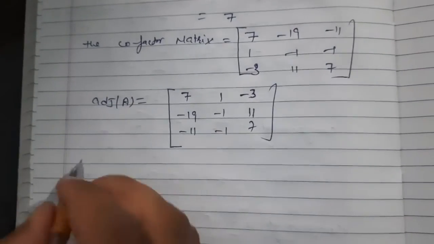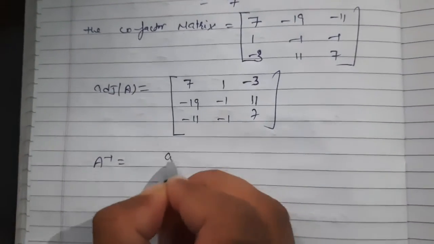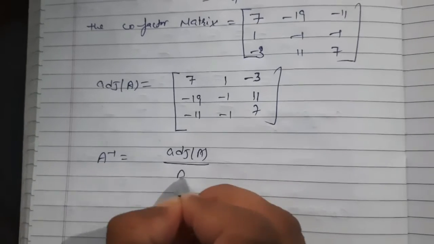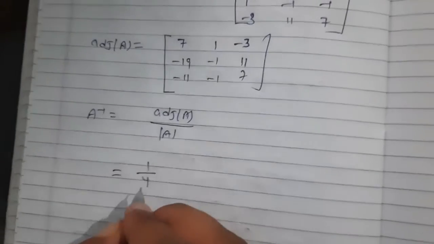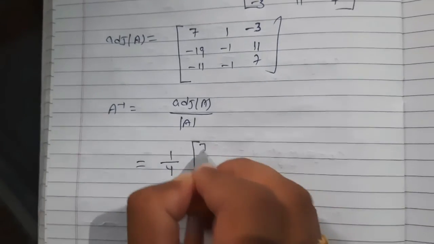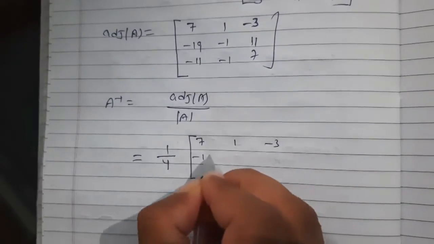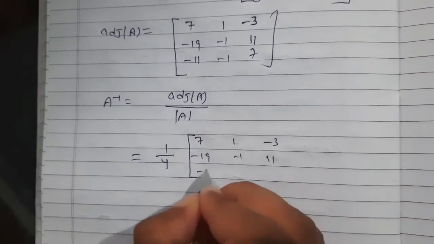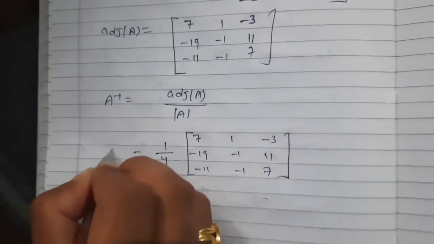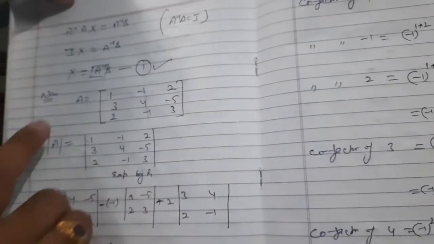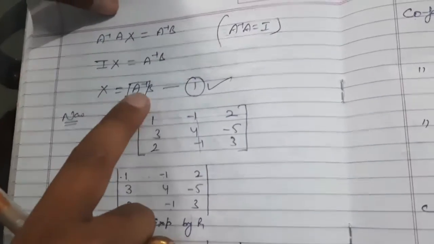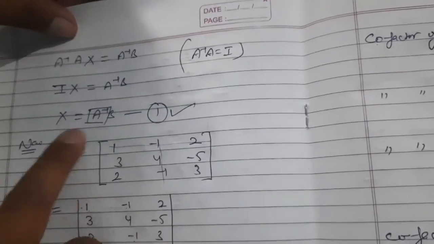Now what is the inverse? A inverse is adjoint of A over A determinant. A determinant I got is 4, and the adjoint of A is right here: 7, 1, minus 3, minus 19, minus 1, 11, minus 11, minus 1 and 7. This is A inverse. Now put this value in equation number 1. Where is equation number 1? Here is equation number 1. Now put the value of A inverse here and the value of B here, and multiplying these two matrices we will get the answer. So let's do it.